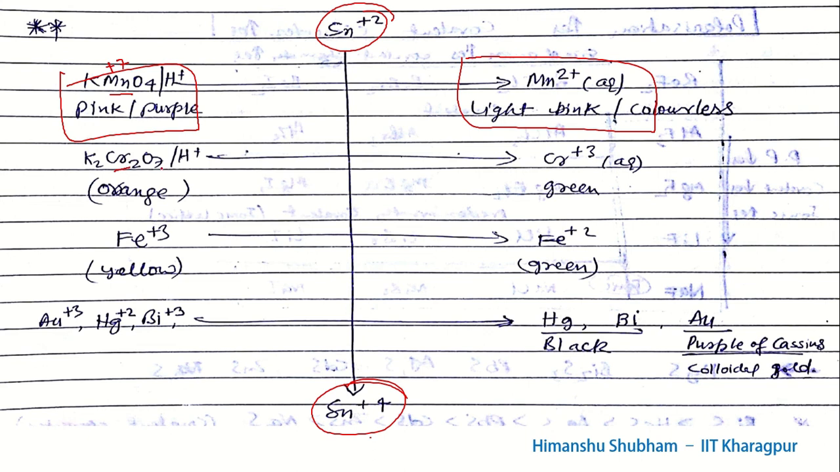Similarly, you can find here for Cr, what is the oxidation state? The oxidation state is 7 into 2, it's 14 minus 2 divided by 2, basically it's +6, and on reacting with Sn2+ it is reduced to the +3 state, and Fe3+ is reduced to the Fe2+ state, and Au3+, Hg2+, Bi+3 are reduced to Hg, Bi and Au, and the colors of all these ions are given here. So this was a factual kind of video on the color of compounds.